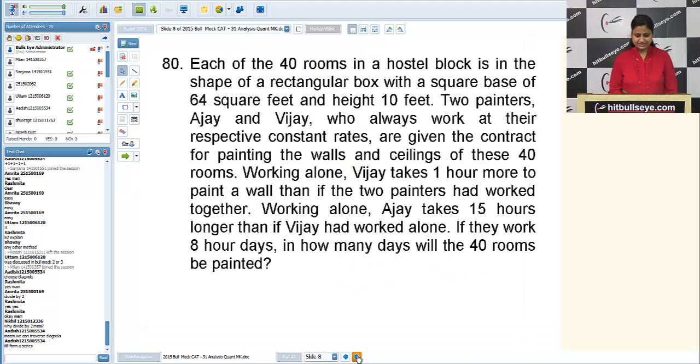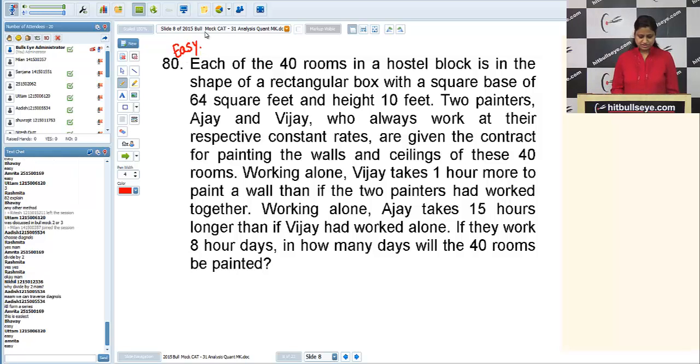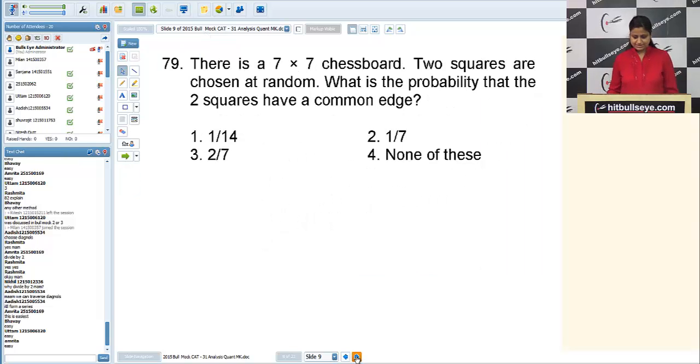Yeah, question number 80. An easy calculation. Yeah, any problem in this? You have skipped this question because the length was scary, a lengthy question. Okay, easy one. I'm skipping this.